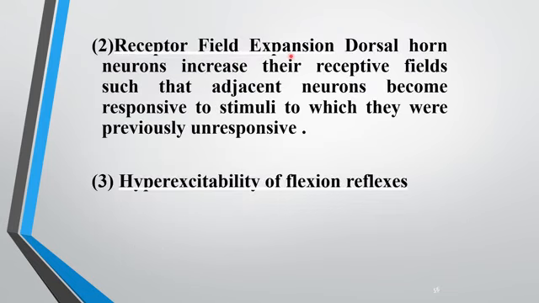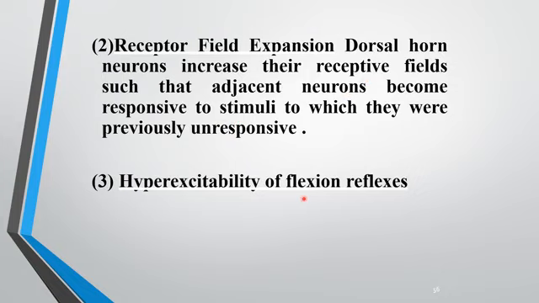And receptive field expansion, that is, the dorsal horn neurons increase their receptive field. The receptive field is a sensory unit, as I explained in the previous class. The neuron and its supplying area is called the receptive field. So the dorsal neurons increase their receptive field such that adjacent neurons become responsive to stimuli to which they were previously unresponsive. How? By increasing the receptive field area. So this is one more mechanism.